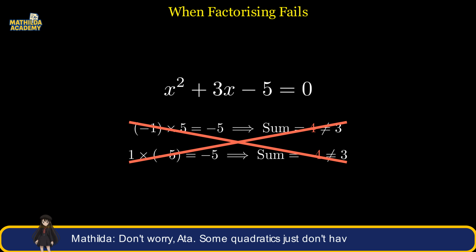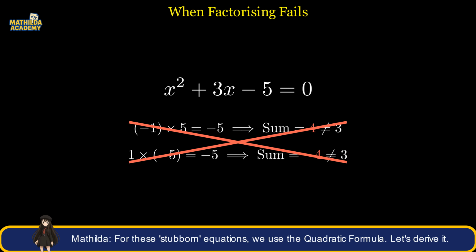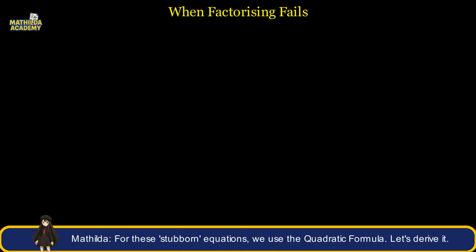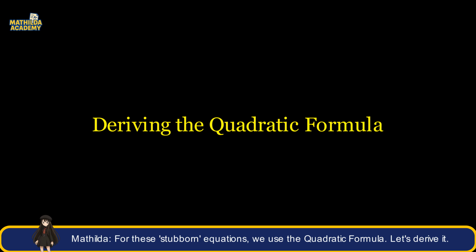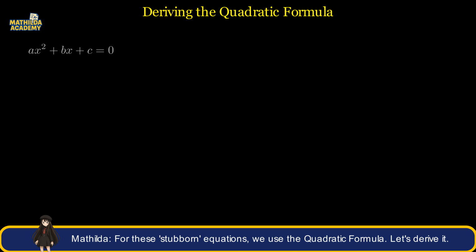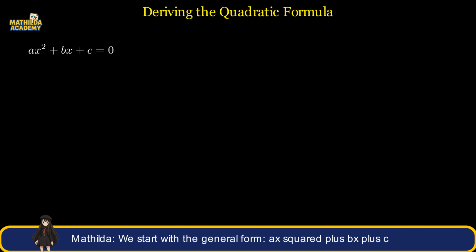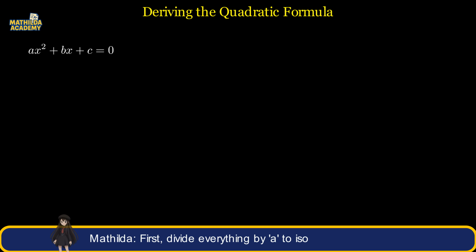Don't worry, Atta. Some quadratics just don't have nice integer factors. For these stubborn equations, we use the quadratic formula. Let's derive it. We start with the general form, ax squared plus bx plus c equals 0. Finally, isolate x. This is the quadratic formula, our master key.